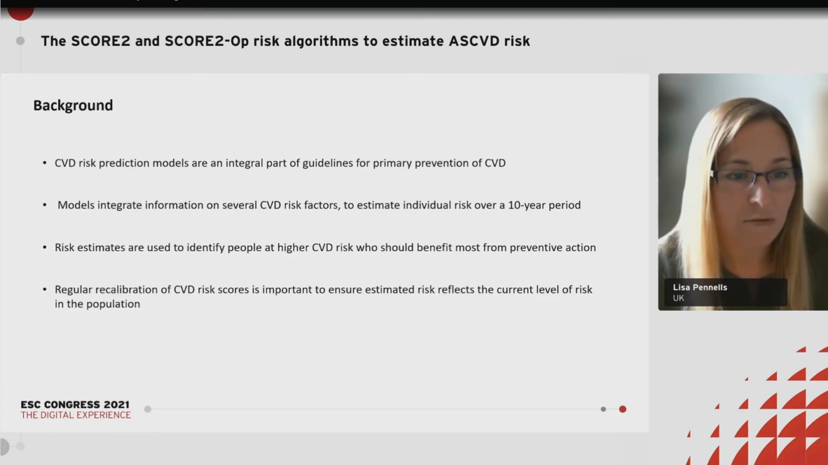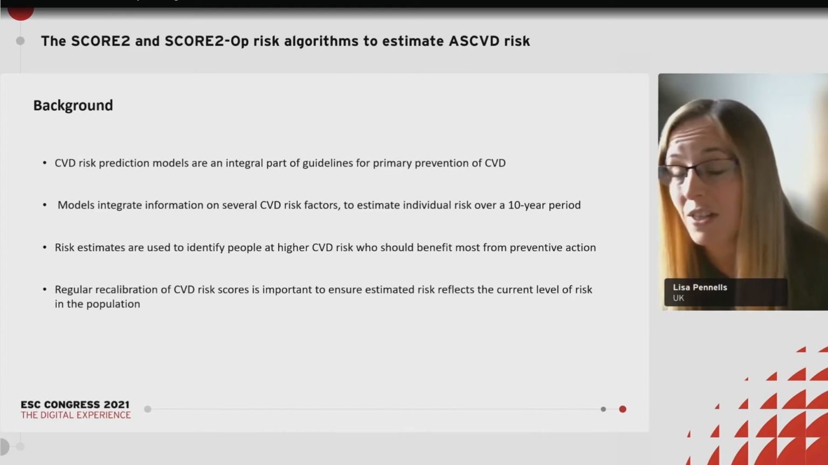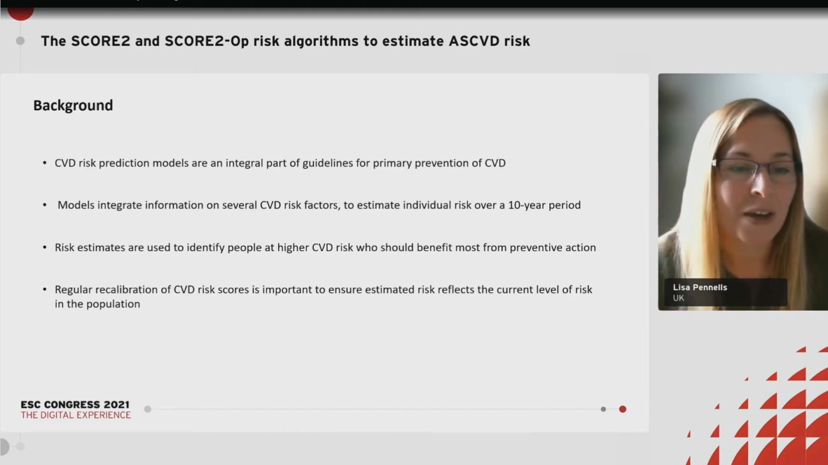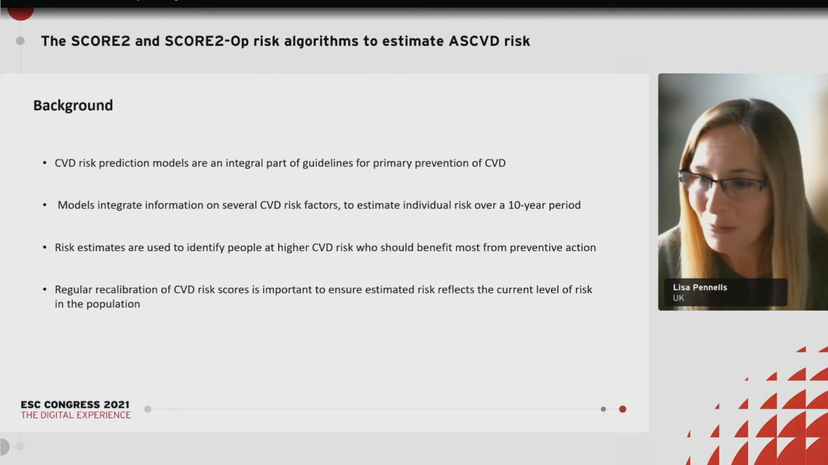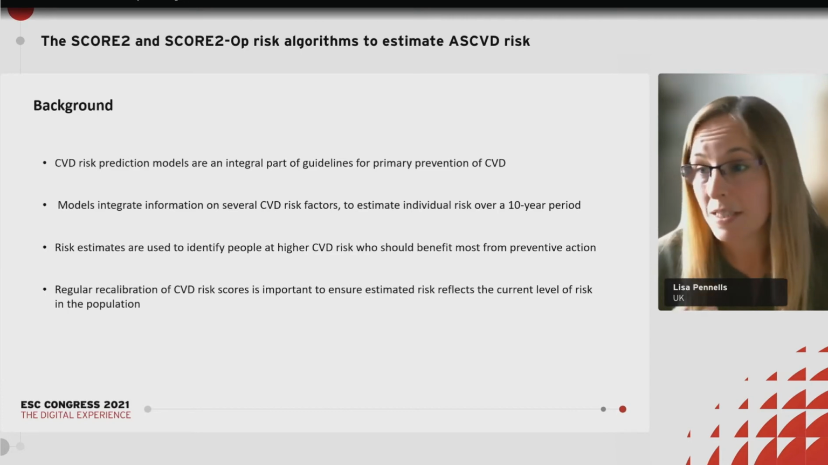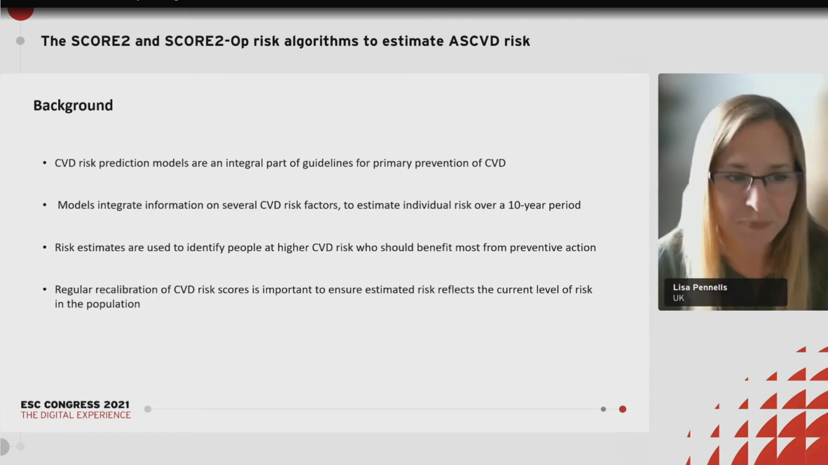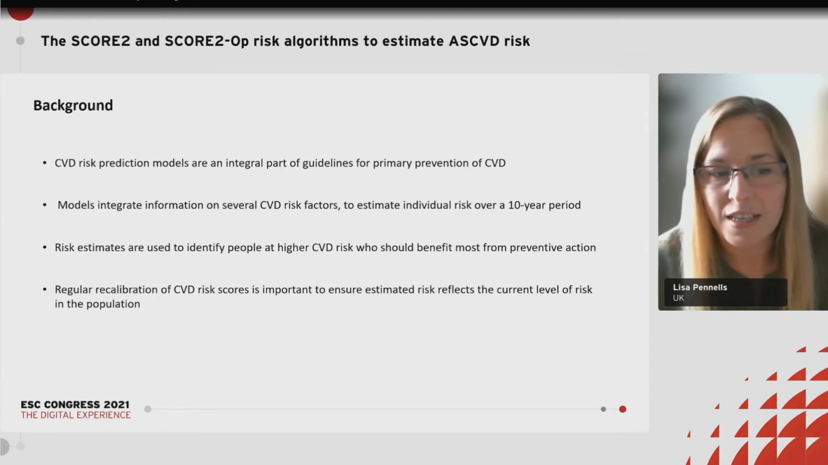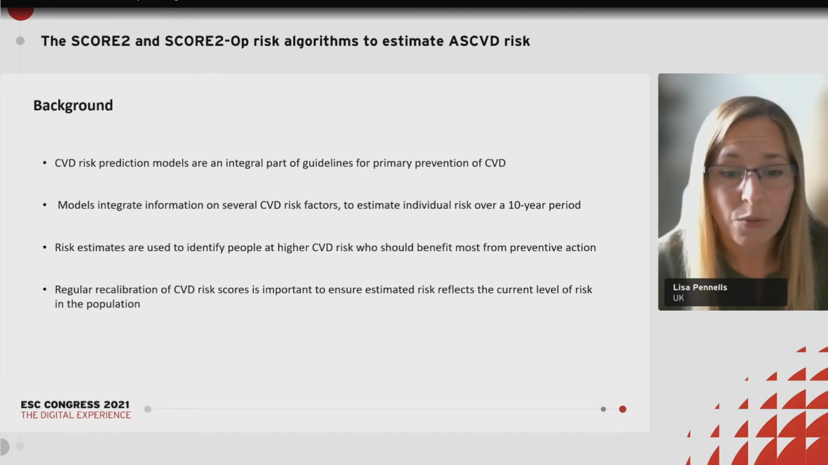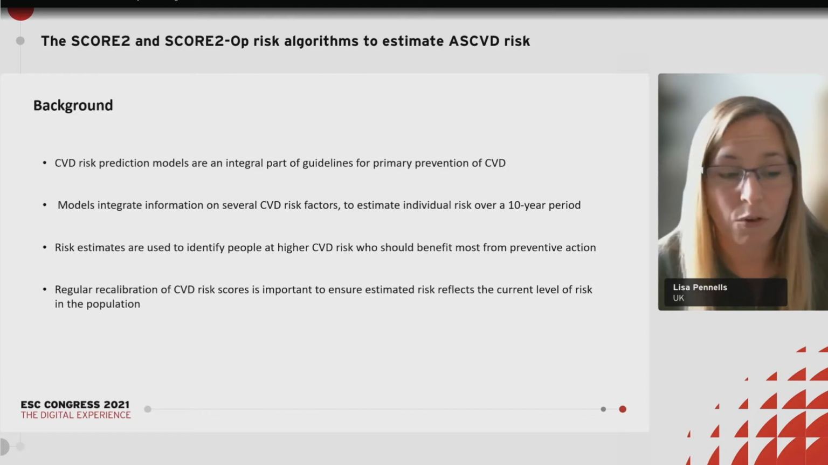CVD risk prediction models are an integral part of guidelines for primary prevention of CVD. And to echo some of Martin's introduction, these models integrate information on several CVD risk factors to estimate a person's risk of a CVD event occurring over the next 10 years. These risk estimates are used to identify people at higher risk of an event who might benefit most from preventative action.